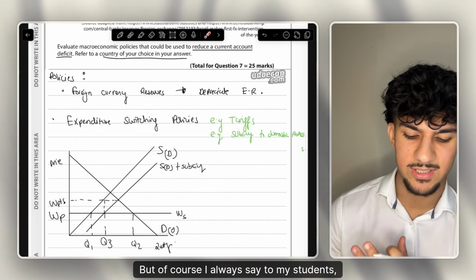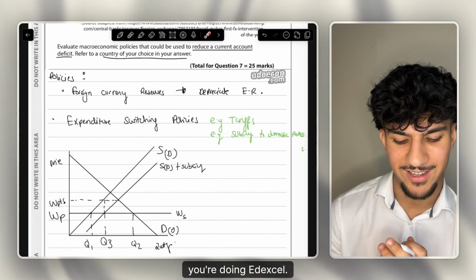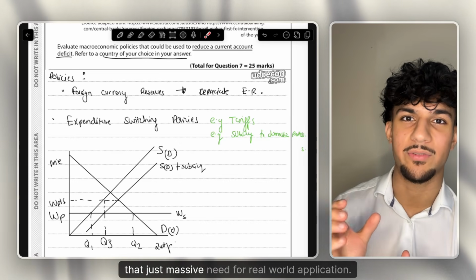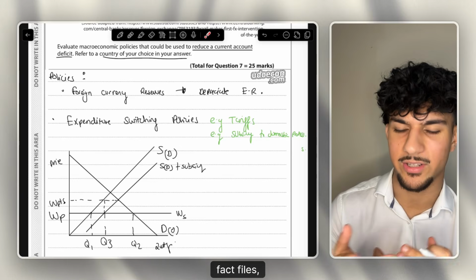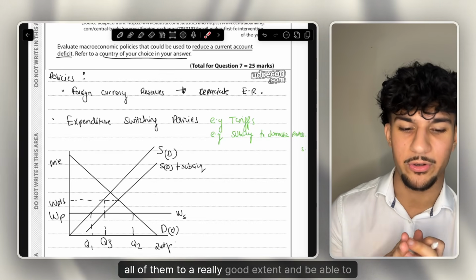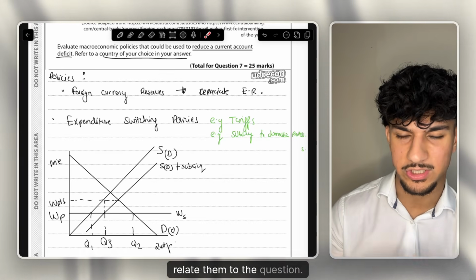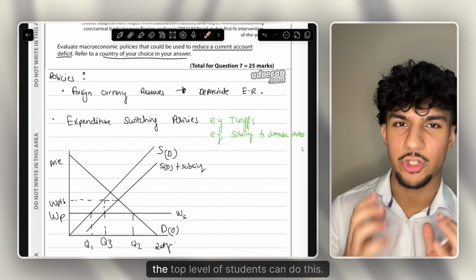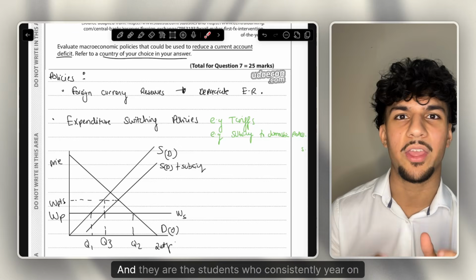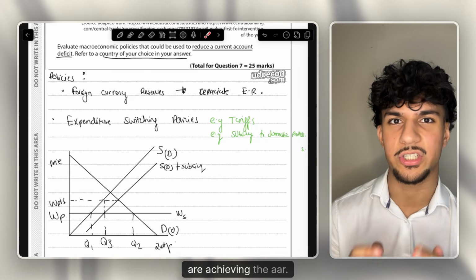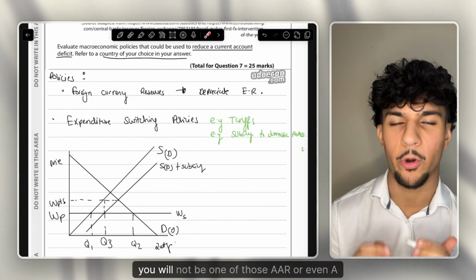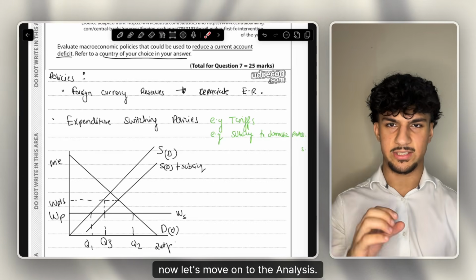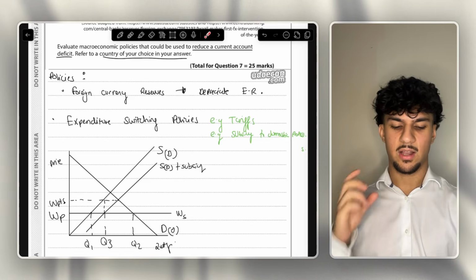Of course, I always say to my students, you're doing Edexcel, and one of the biggest precursors with Edexcel is that depth, that massive need for real-world application: countries, fact files, industries. You need to know all of them to a really good extent and be able to relate them to the question. I see hundreds of top-level students every single year. The top level of students can do this, and they are the students who consistently, year on year, are achieving the A-star. So if you cannot do it, you will not be one of those A-star or even A students. So we've done the application, now let's move on to the analysis. Point, application, analysis, let's get started.